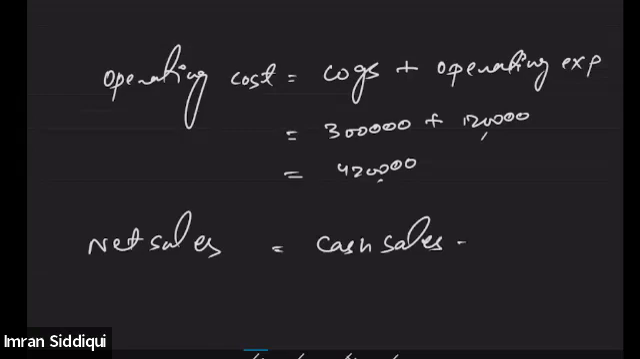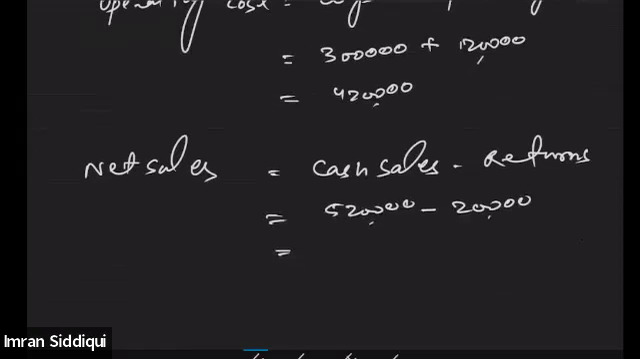In order to find out the net sales, subtract the returns. Cash sales is how much? It is 5,20,000, and sales return is 20,000. Subtracting this, we'll get the net sales. Okay. Is it clear? Yes, sir.